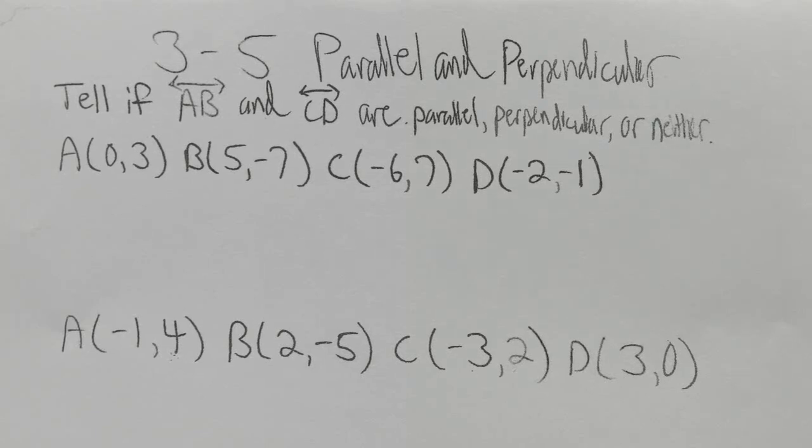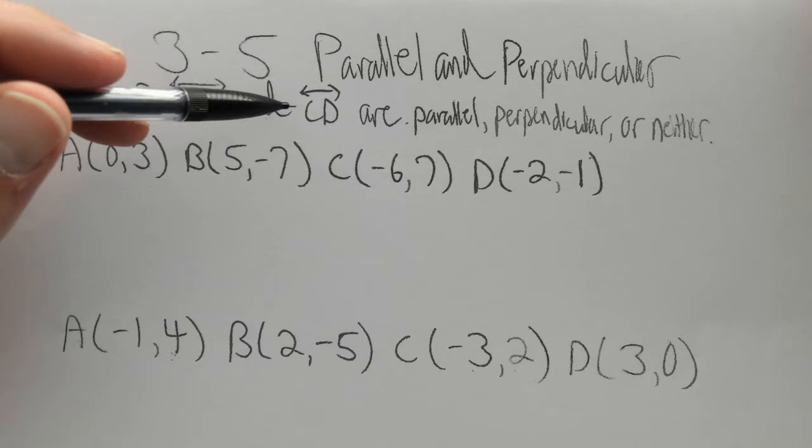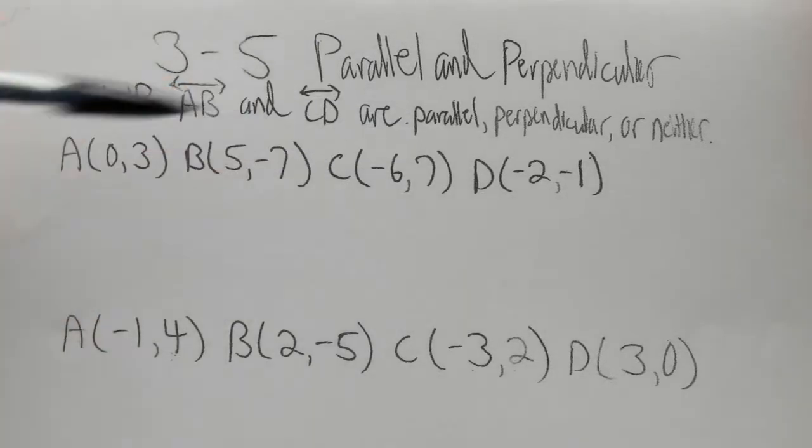Okay, in this section 3-5, the topic is parallel and perpendicular. Now in this section we don't have anything new to learn, but the problems that we're going to be doing are going to be based on information that we've learned in previous lessons. Now here's what the directions are going to say for the type of problems we're going to be doing. It says tell if line AB and CD are parallel, perpendicular, or neither.